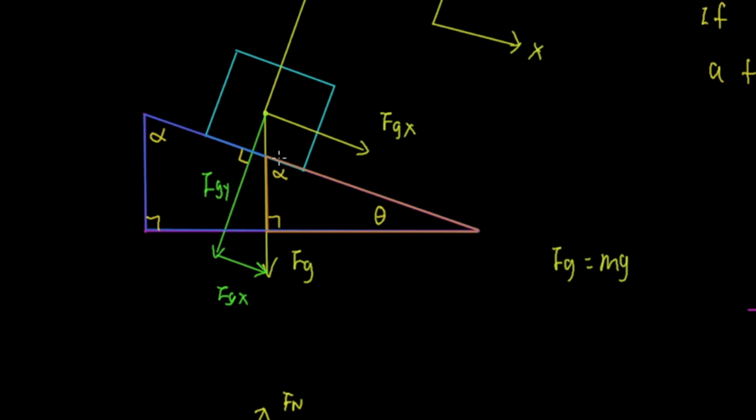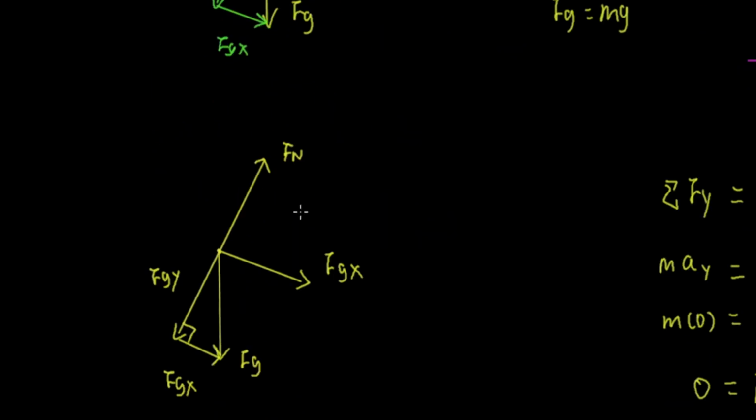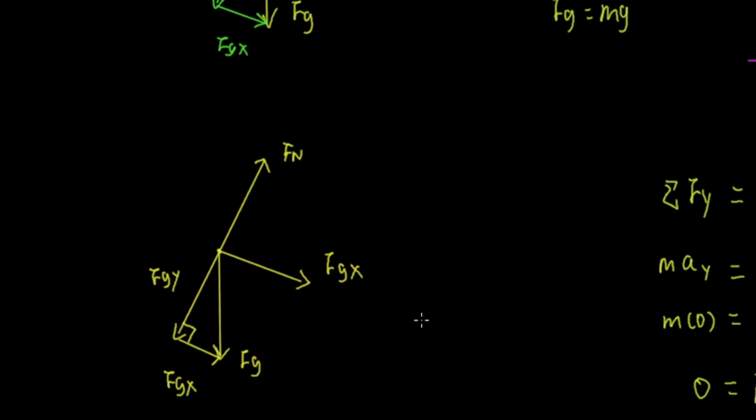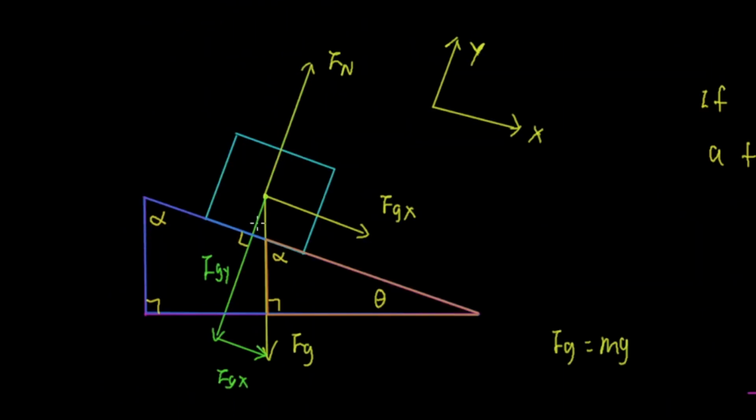Then look at this angle here. What's this angle equal to? Right? It's 180 degrees. And we know that this is angle alpha. This is 90 degrees. So if we subtract angle alpha and 90 degrees from 180 degrees, we get this angle here. So here, we can say that 180 degrees minus 90 degrees minus alpha is equal to this angle here.